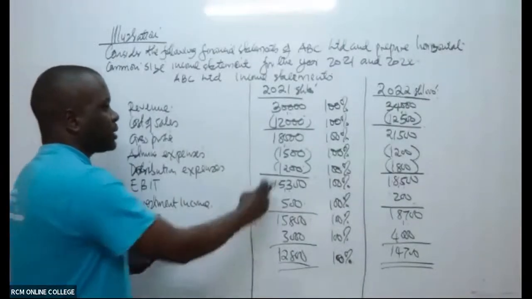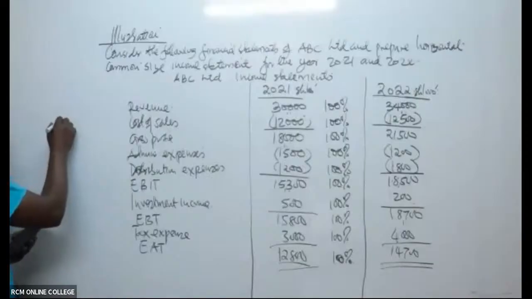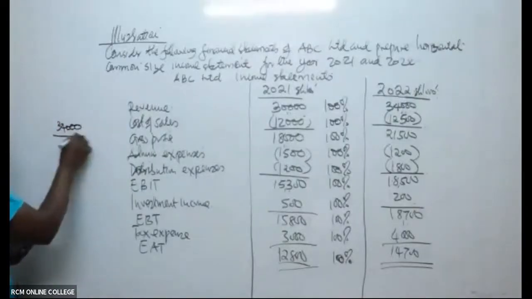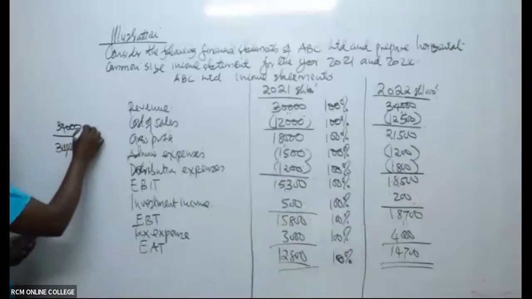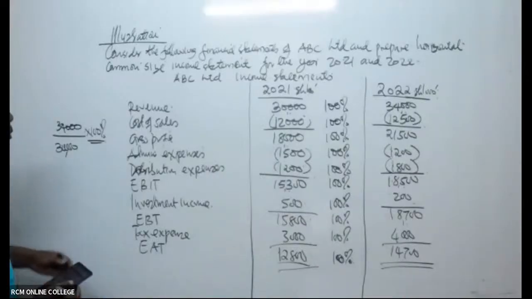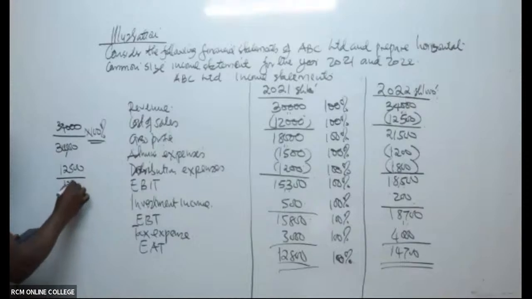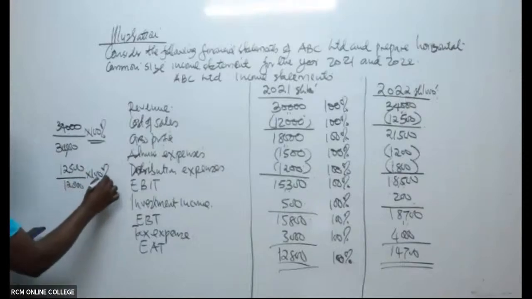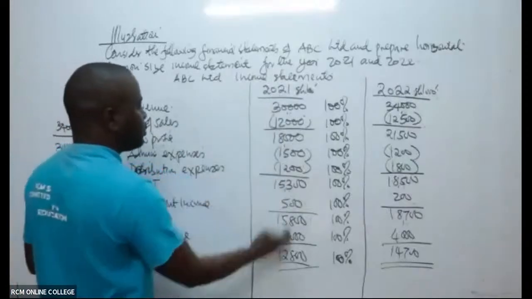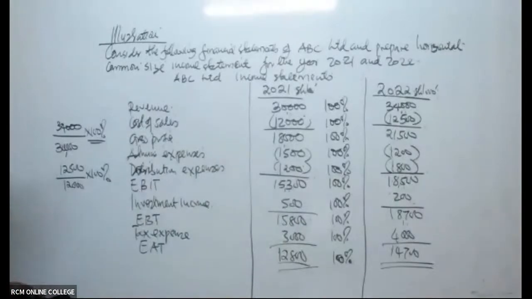So you can use this one as the base. What you mean by this is, if you're using that one as the base, you'll take 34,000 over 30,000 multiplied by 100%. That other one, you take 12,500 over 12,000 multiplied by 100%. You just do the same. So this one is the base. Then, of course, you see whether there was any improvement in terms of performance or decline if you compare the two years.